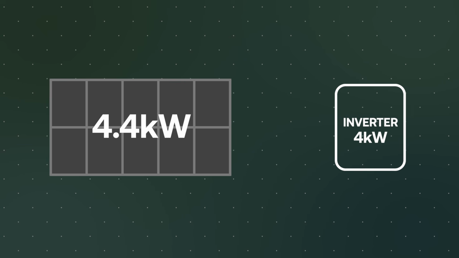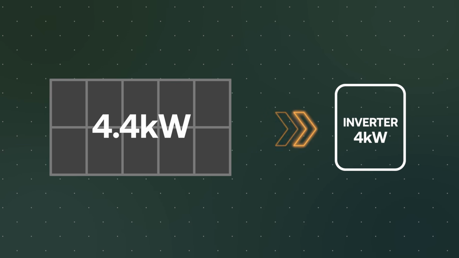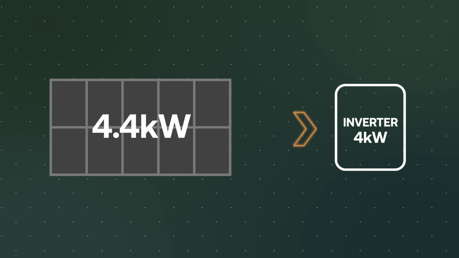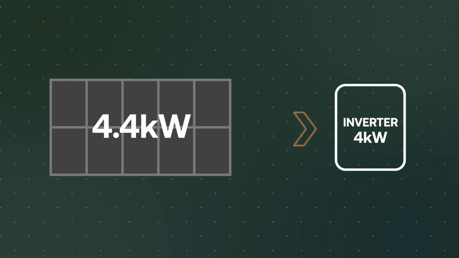So let's say I've got 10 440 watt panels, that's like 4.4 kilowatts. If I've then got a 4 kilowatt inverter, they're roughly speaking about the same size as one another. That's what we want to see when we're going through the design process.